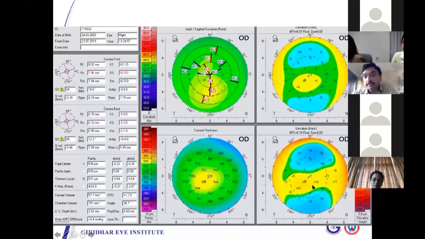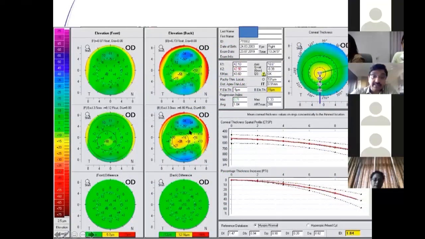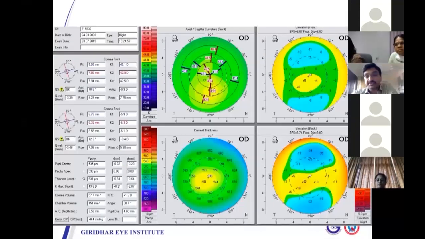Elevations are normal, plus 16, but there is a small island here, still probably not in the abnormal range. In the enhanced map, it's showing a posterior elevation, but this isolated island is not significant. Again, the D is in yellow, but the rest of all the parameters are normal. Probably this is a normal cornea. Again, can you do a refractive surgery? Probably yes, you can.